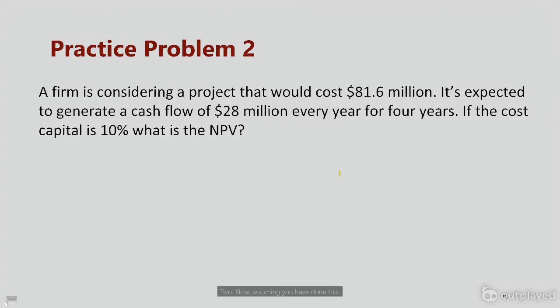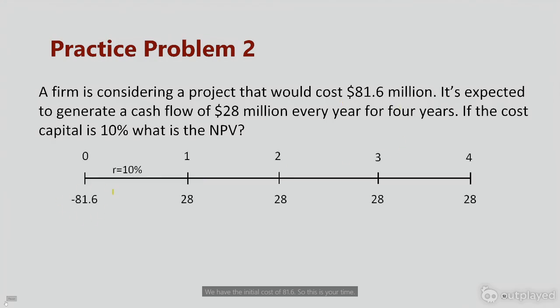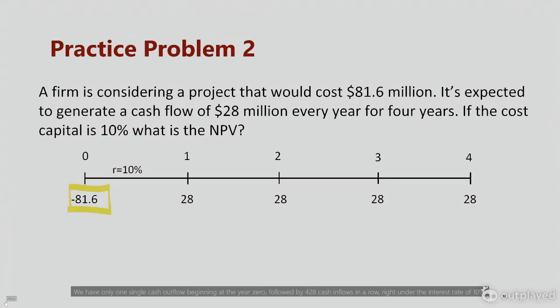Now, assuming you have done this, this has a slightly longer maturity, a longer time horizon we have to think of, but still in the same format. We have the initial cost of 81.6. So this is your timeline. We have only one single cash outflow at year 0, followed by 428 cash inflows in a row, under the interest rate of 10%.